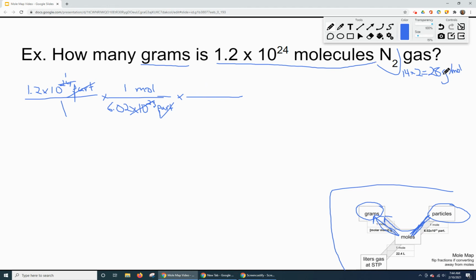So the 28 grams, the unit of that, needs to go in the numerator because I want to go towards grams, and I want to cancel moles. So I'm going to put the mole in the denominator. Moles cancels moles, and I'm going to be left with an answer that's in grams.